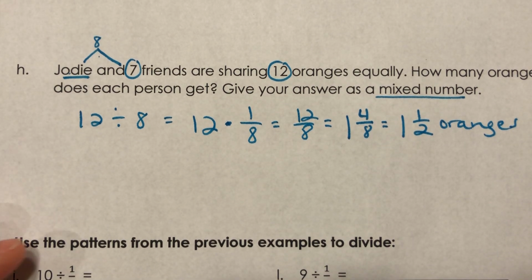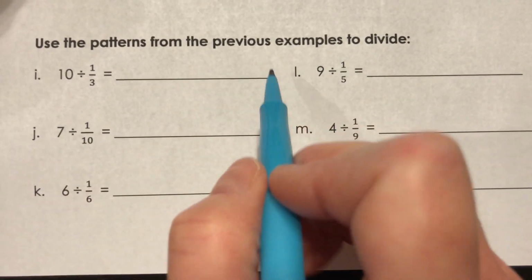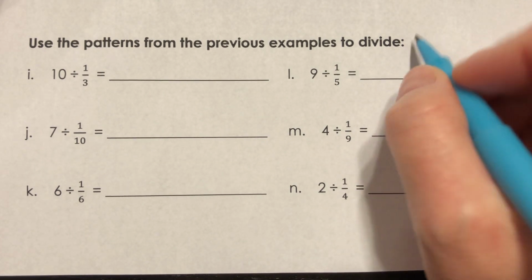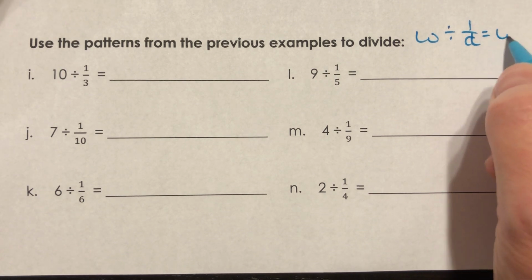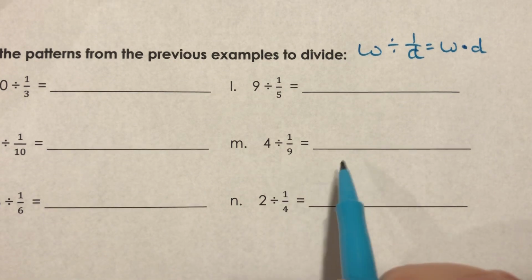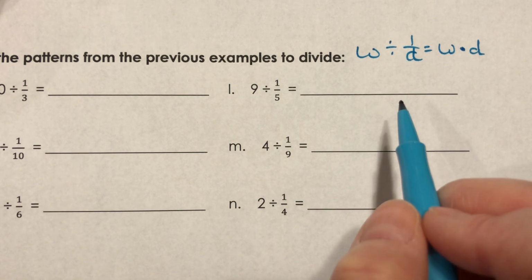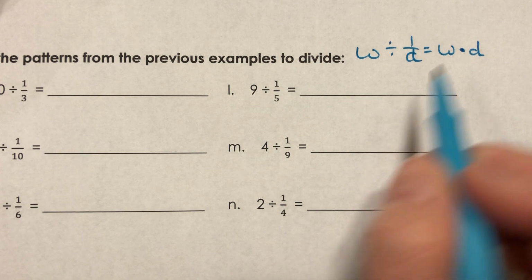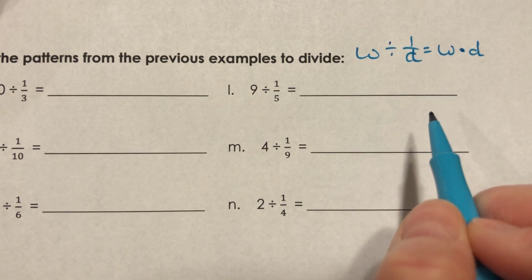Okay, now it's time to just apply it with some standard algorithm stuff down here. Use the patterns from the previous examples to divide. In every single one of these, this fits into the W divided by 1/d equals W times d format. All of these are dividing by a unit fraction. And you just saw that when you divide by a unit fraction, you can get the same result by taking your starting amount and multiplying it by your denominator. And this works when you're using unit fractions, right? And in my unit fraction, the numerator is always 1.